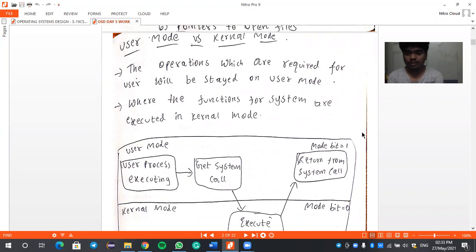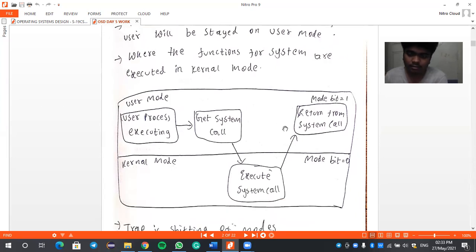User mode is the place where the user passes commands or the works which are done for the user. Sorry, the whole operating system is for the user, but the basic things done for the user will be in user mode, and the internal functions done by the operating system will be done in kernel mode. So the operations required for the user stay in user mode, whereas the functions for the system are executed in kernel mode. So let us get into the design.